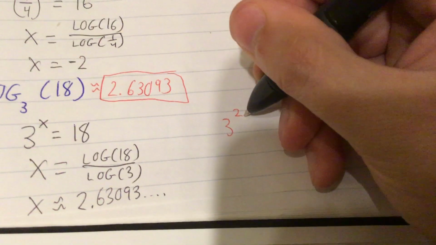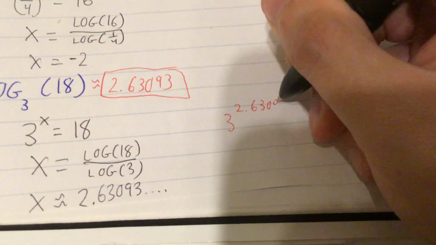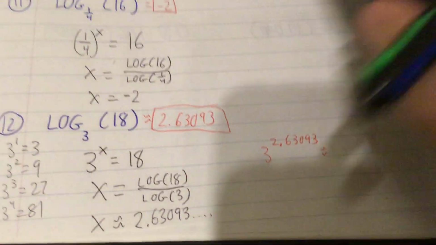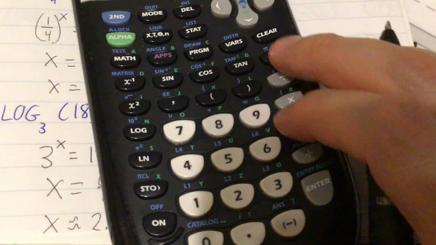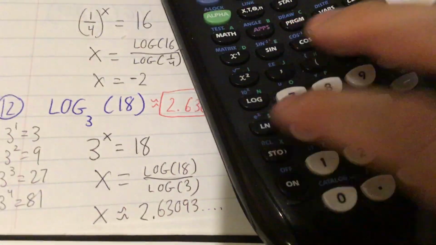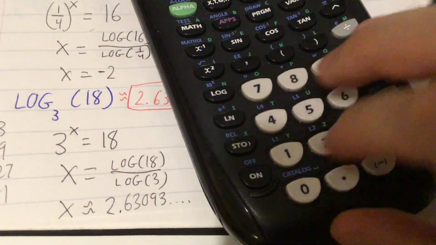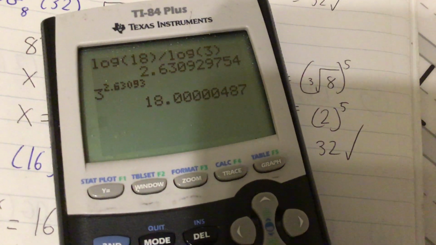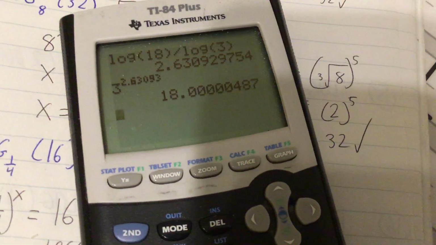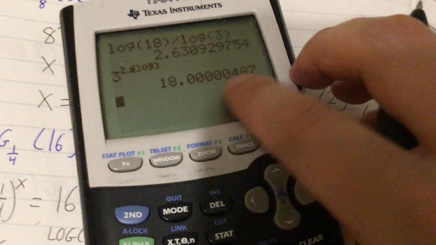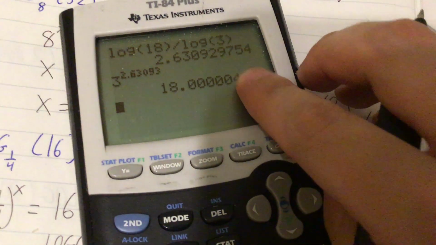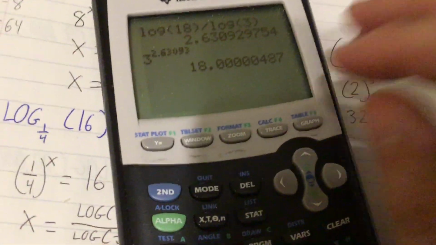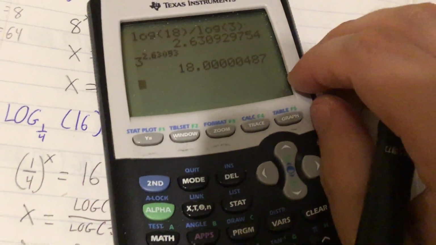3 to the 2.63093 power. It's pretty darn close to 18. I just rounded up, so that's why there's a lot of decimal places right here. Look at all those zeros, and it's like 4, 8, 7, blah, blah, blah. But the more decimal places you use, the more accurate your solution is.